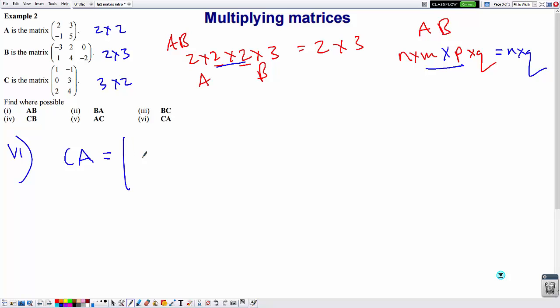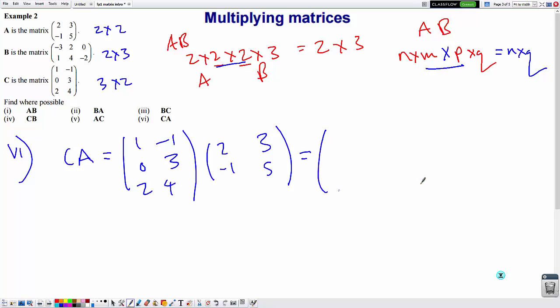So C is 1, minus 1, 0, 3, 2, 4. A is 2, 3, minus 1, 5. Let's work this out. See if you can do it in real time, see if you can do it faster than I'm doing it. So let's start now. I won't read it out loud either. I'll just write the numbers out. So if you've already started, start now.